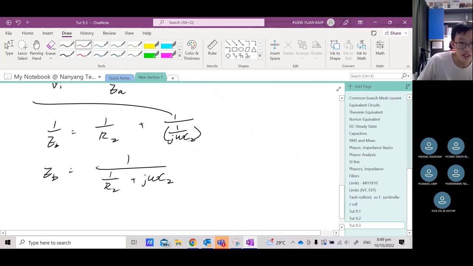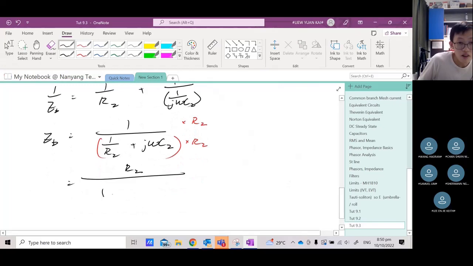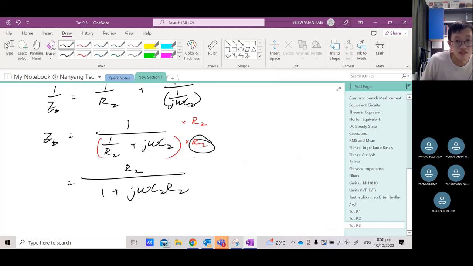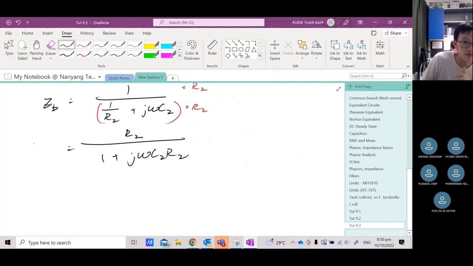But you see, just to clean things up, you see this fraction inside a fraction. So what I will do is try to get rid of this fraction. How to do that? I want to get rid of this denominator, correct? So multiply top and bottom by R2, this whole thing. So this times this, it will cancel, right? R2 will cancel with R2. Then I will get R2 at the top over 1 plus j omega C2 R2, right? This times this also. Okay, that's just to simplify the problem.